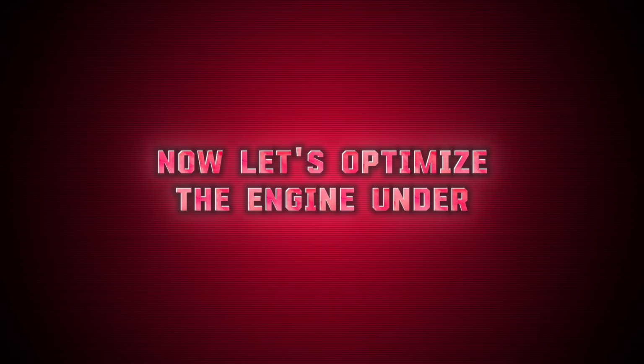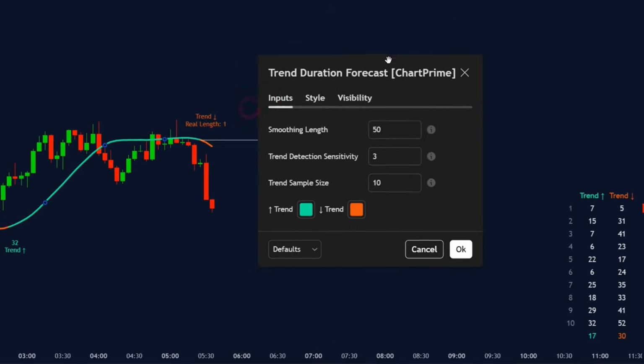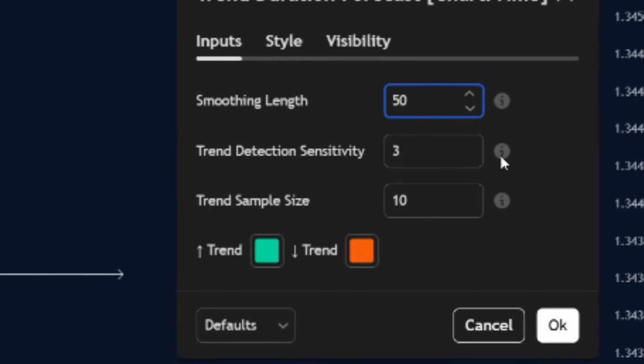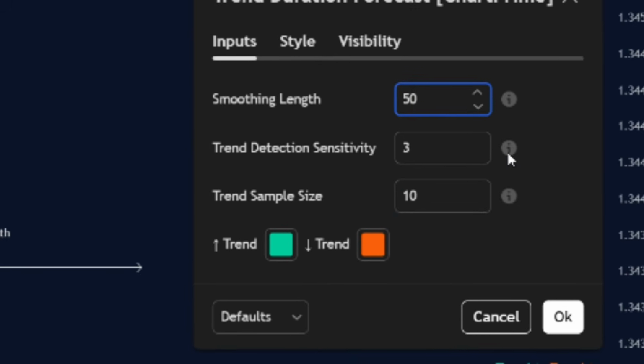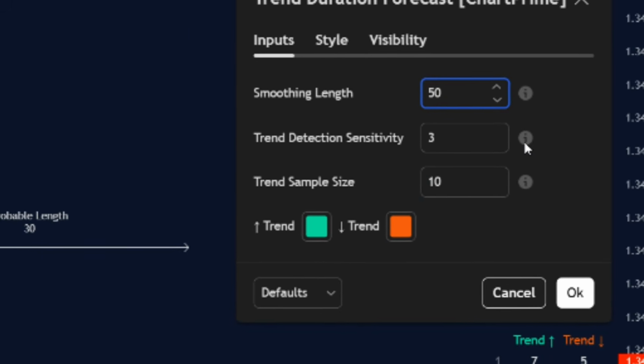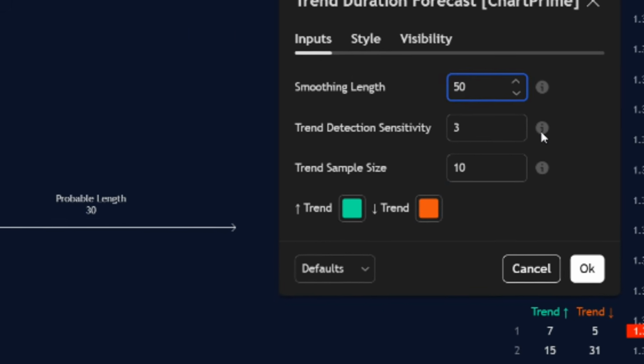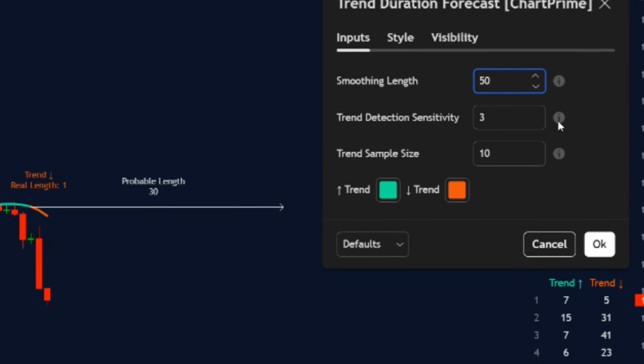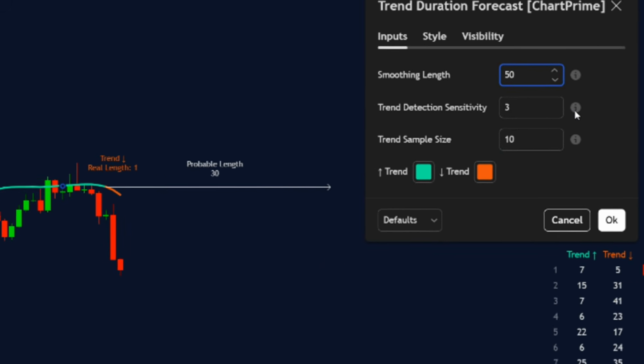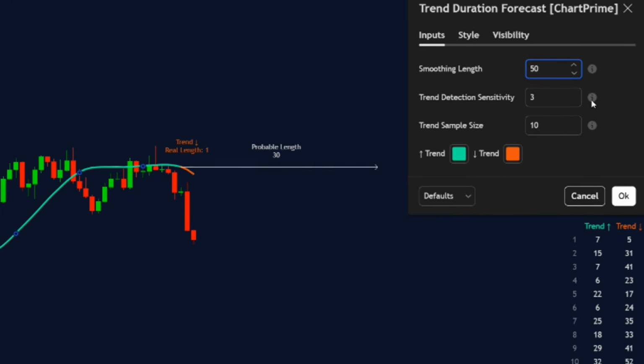Now, let's optimize the engine under the hood. Open the settings panel. First, look at smoothing length. This controls how much the whole moving average is smoothed out before the tool judges the market direction. We are going to leave this at 50. 50 is a balanced default for the 15-minute GBP JPY chart. It is smooth enough to ignore minor wicks, but fast enough to catch the move.